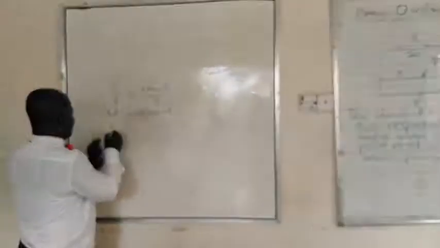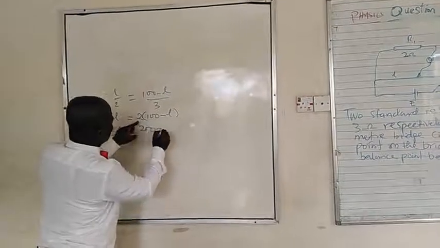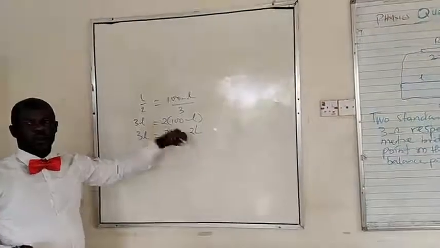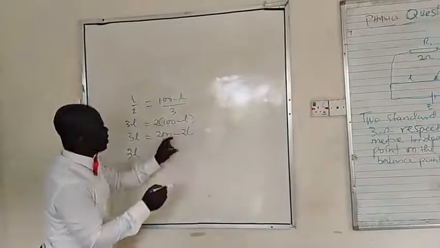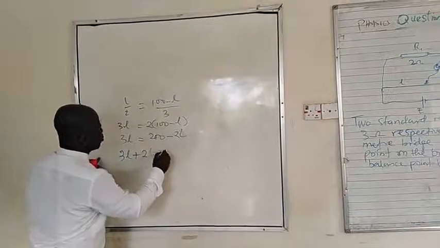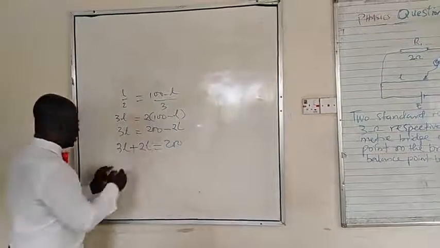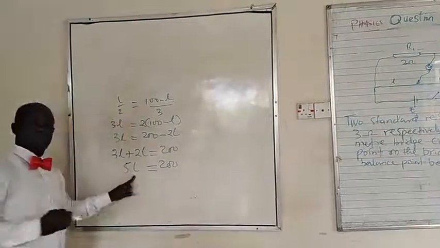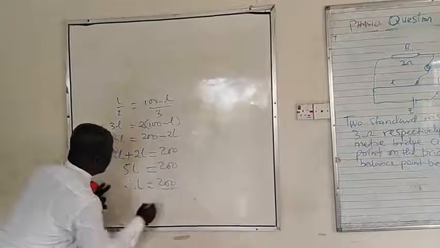Now 3L is equal to 200 minus 2L. Now you collect like terms. When this minus 2L crosses the equality sign to this side, it becomes plus 2L, and 3L plus 2L is 5L because they are like terms, and this is equal to 200. We make L the subject of the formula. Therefore, the value of L is 200 divided by 5.